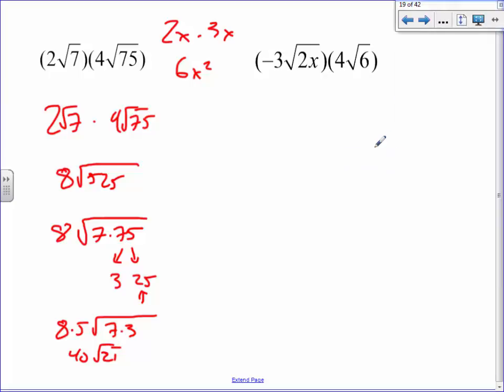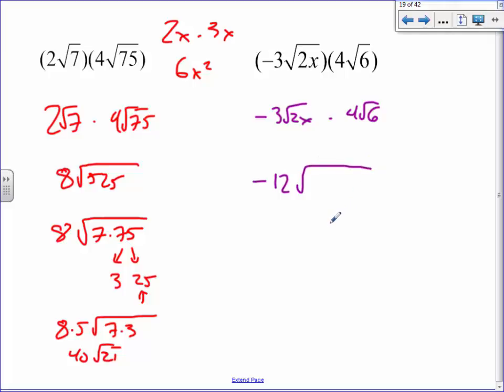Let's try the next example. Sometimes just examples is good, right? So what we're really doing here is taking minus 3 root 2x, and we're multiplying it by 4 root 6. Take your outside numbers, your coefficients, that's a better word to use, and multiply them. So minus 3 times 4 is minus 12.